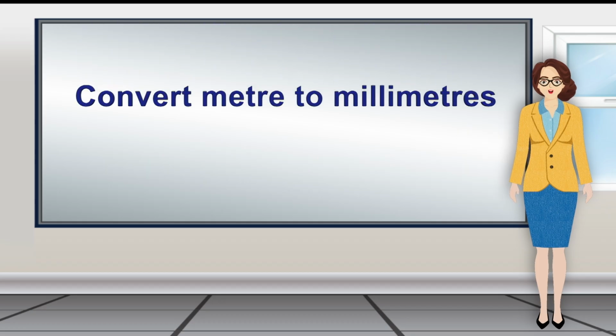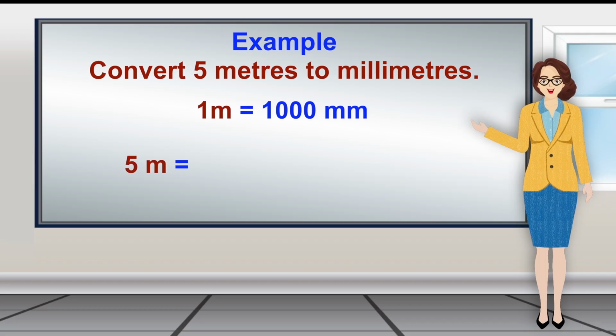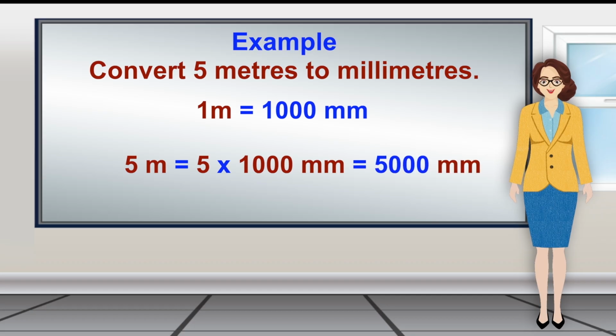Let's convert meters to millimeters by an example. Convert 5 meters to millimeters, as 1 meter is equal to 1000 millimeters. So, 5 meters multiplied by 1000 millimeters equals 5000 millimeters.